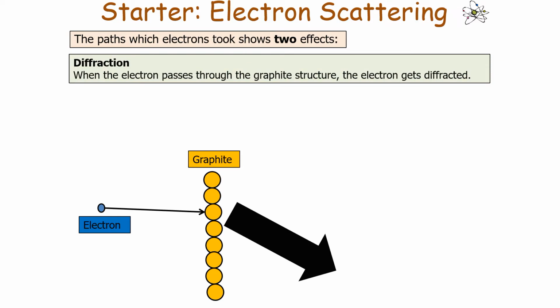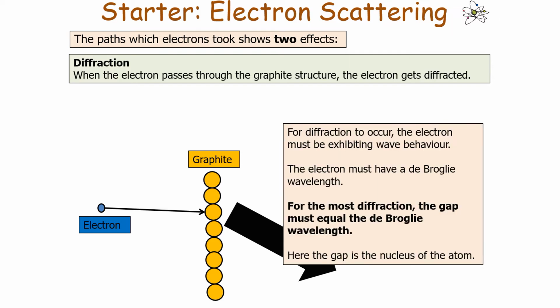When the electron passes through the graphite structure, the electron gets diffracted. For diffraction to occur, the electron must be exhibiting wave behavior. So the electron must have a de Broglie wavelength. For the most diffraction possible, the gap between the graphite atoms must equal the de Broglie wavelength.